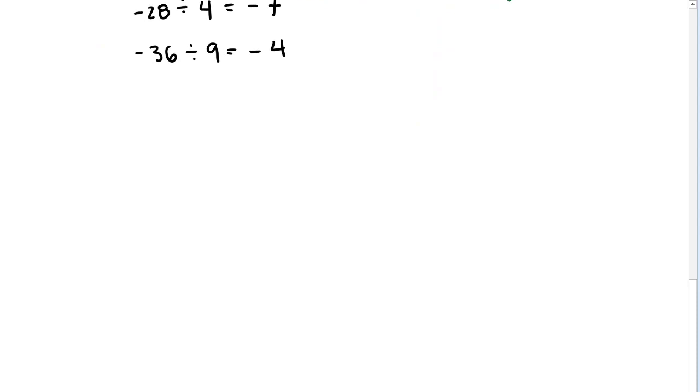And so let's take a look at two more examples here. So let's determine negative 9 times 7 and negative 2 times negative 2. So pause the video, try these out yourself, and then we can go over them in just a moment.